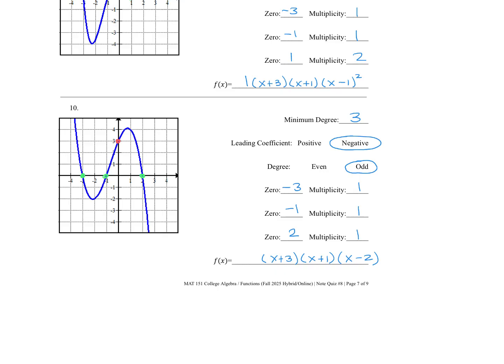At (0, 3), that means that's the y-intercept. So that means that x must be 0. So if I was to stick a 0 in these three spots, I would have 3 times 1 times negative 2, which is negative 6. Well, sorry, negative 6 and 3 are not the same thing. But the question is, how do you turn a negative 6 into a positive 3?